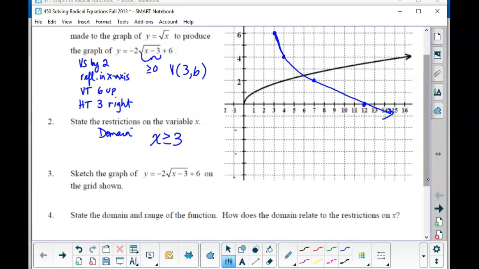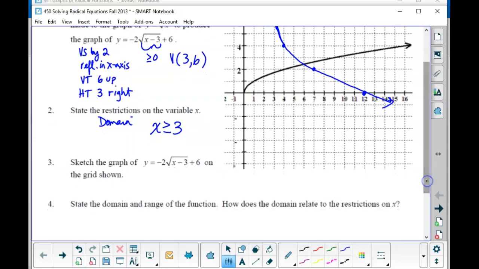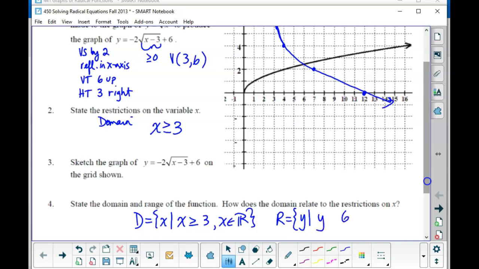So we've already graphed it. Domain and range of the function: again, that comes from what we just did here. So the domain in proper form will be x greater than or equal to 3. And then the range, the y values: if you didn't have the graph, you know you have y and 6. The y value at the vertex is 6. If the leading coefficient was positive, then it would be everything greater than or equal to 6, but it's negative. It's been reflected, so it's less than or equal to 6.